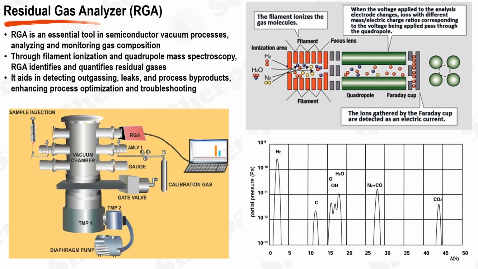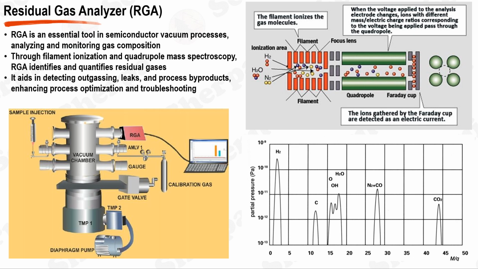The RGA instrument consists of several key components, including a filament, a quadrupole mass filter, and a data analysis interface. The RGA's working principle involves the ionization of gas molecules using a heated filament. The filament emits electrons, which collide with the gas molecules, resulting in their ionization. Once ionized, the gas molecules are accelerated by an electric field and directed into the quadrupole mass filter.